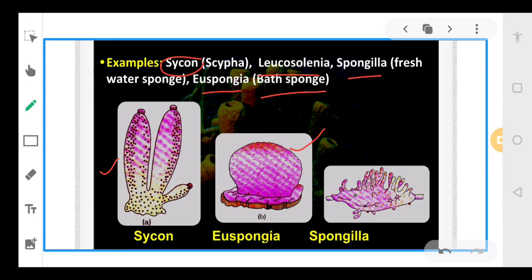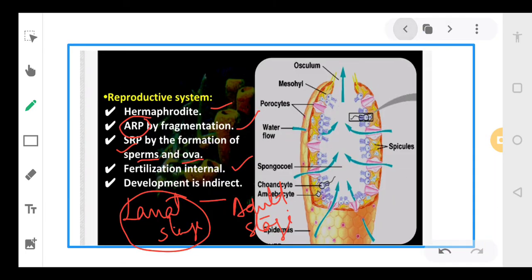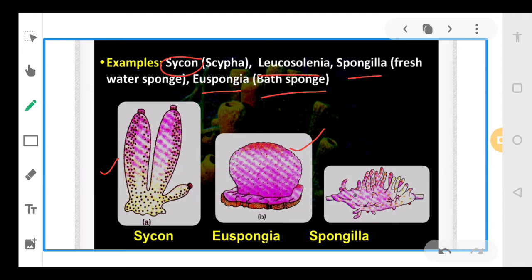See, these organisms have a hard covering on the outside. So an exoskeleton is present in them, and that exoskeleton is made up of spicules. As you see, just look at this. Can you see the spicules? So they have a skeleton which is made up of spicules, or the spongin fibers. These are just a few examples that I've told you: Sycon, Euspongia, and Spongilla.